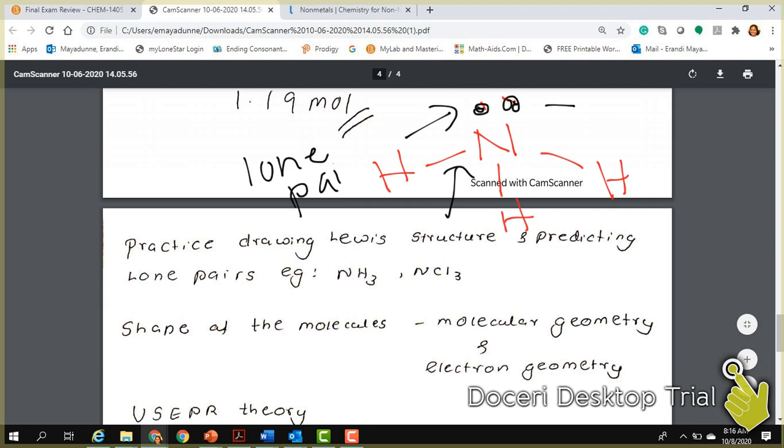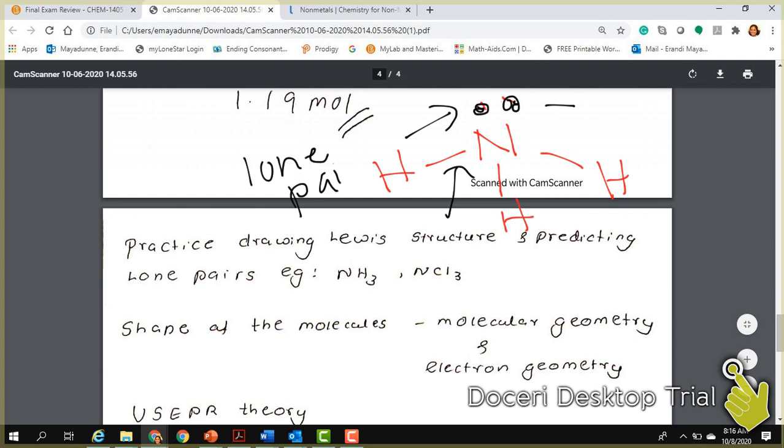I may ask you to draw the Lewis structure and identify lone pairs: one lone pair. How many bonding pairs? Three bonding pairs. And then you need to know the shapes of the molecules. I will let you keep the molecular geometry and electron geometry basic chart. If you have a center atom and two bonding groups around it, it's linear. With three bonding groups around the center atom, it's trigonal planar, then tetrahedral, like that.